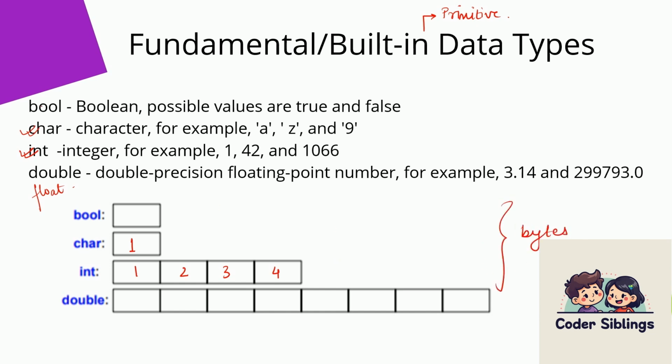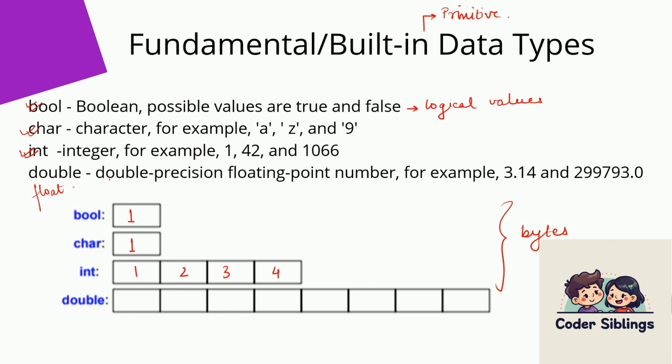Now boolean is another data type which has 2 values possible, true or false. It is used for storing logical values, right? Whose output can be only true or false. And it also occupies a space of 1 byte in the memory space.